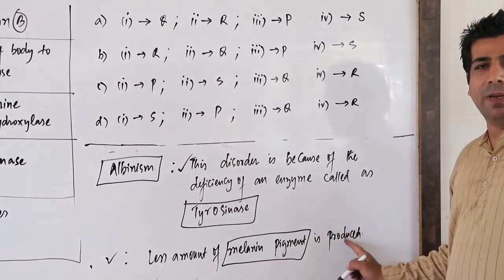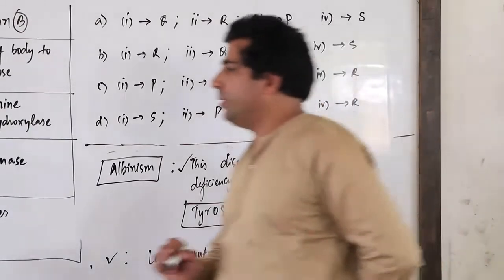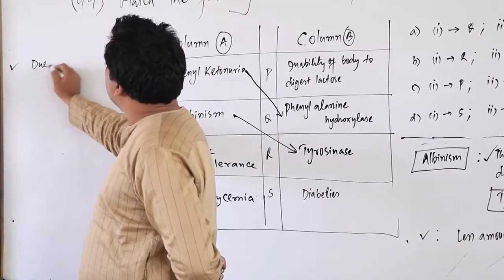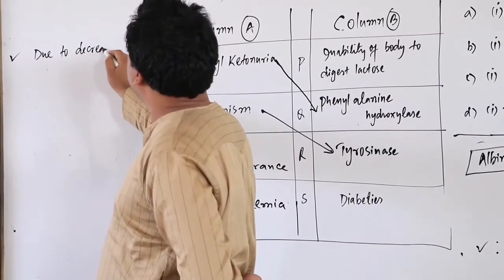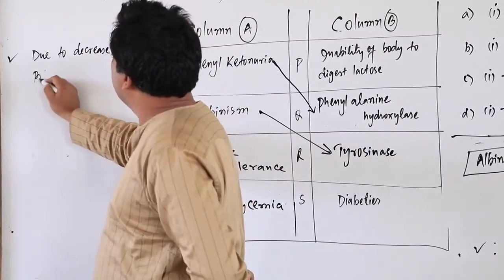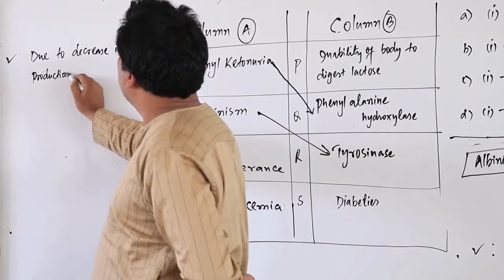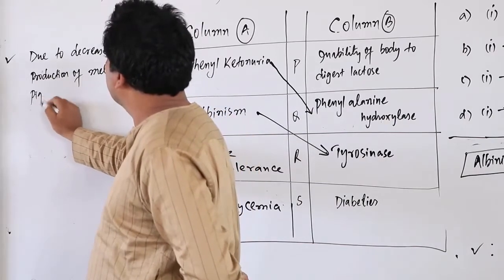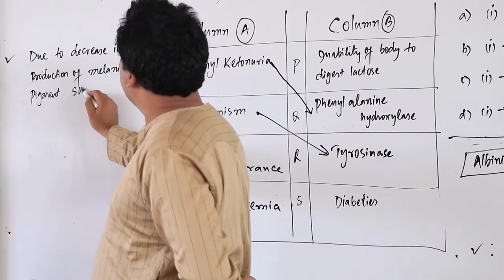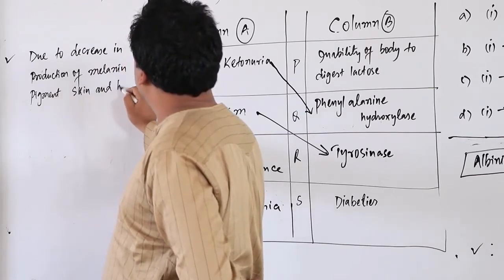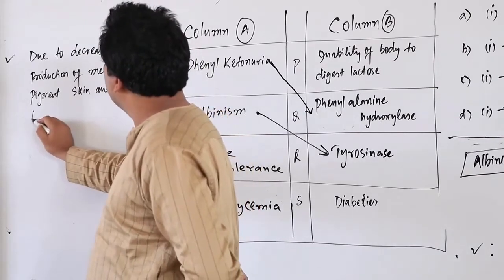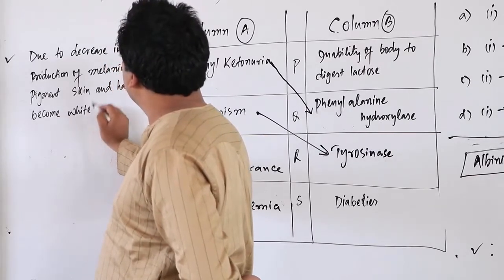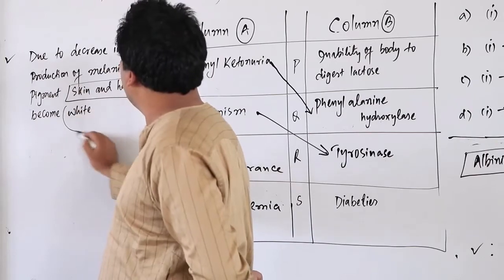So when melanin pigment production is less, then what will happen? Please look here. Due to decrease in production of melanin pigment, skin and hair become white. So the skin and hair color will become white.